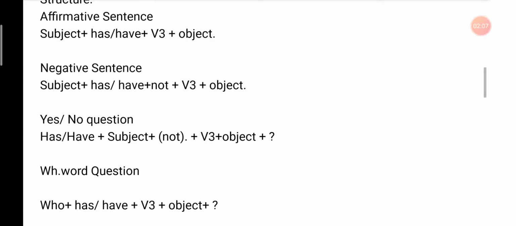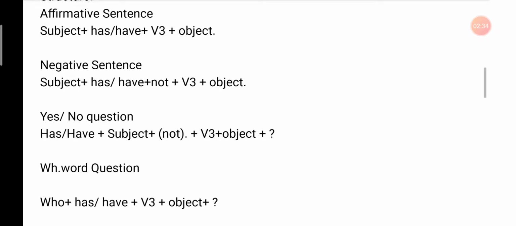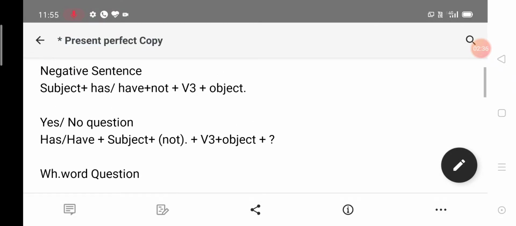Now see the structure of a negative sentence in present perfect tense. As I have discussed in the last video, there is nothing much difference between the structure of an affirmative sentence and a negative sentence. The only difference is not, and not is always put after the auxiliary verb and before the main verb.